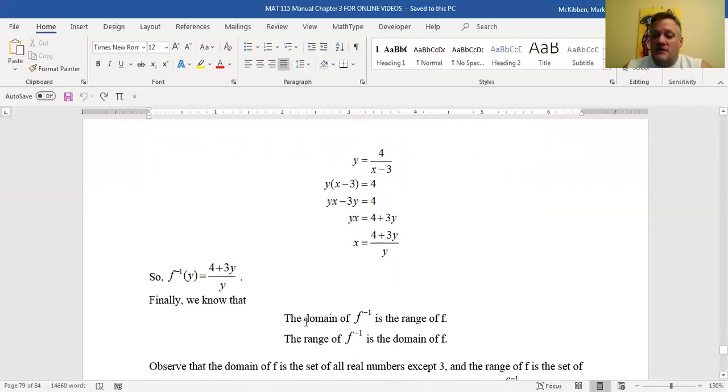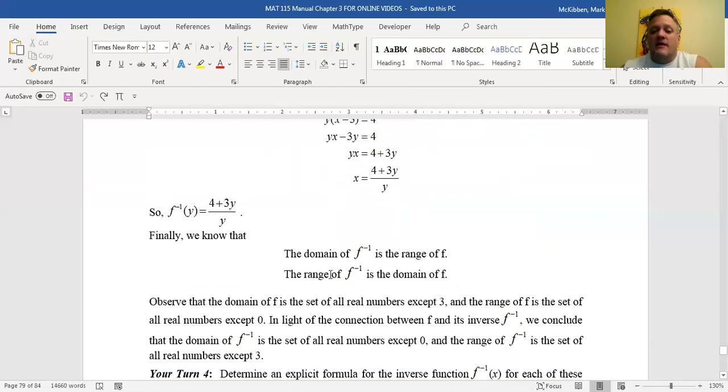Remember, the domain is a set of inputs, so the domain of your inverse function has to be the range of the f, the original function. So the x values that work for your inverse are the same as the outputs that you got from your original function f. And in the same way, the outputs that you get from the inverse function have to coincide with the inputs you used for the original function.